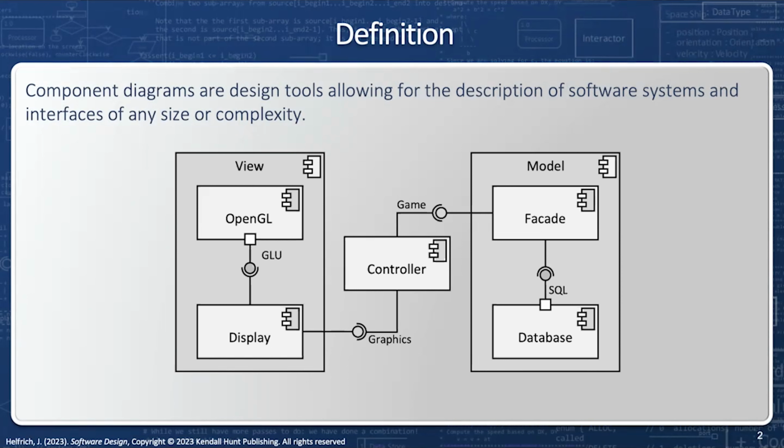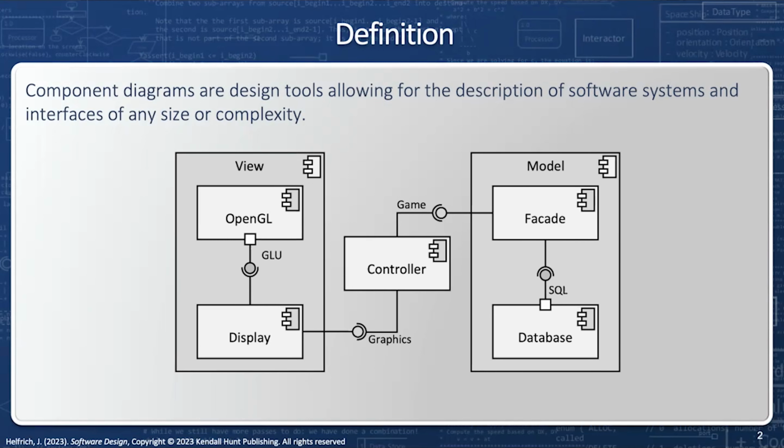and the database. Now, components are connected by assembly connectors, which look like little lollipops, and oftentimes we name the connection like game or graphics or GLU or SQL. Now, there's an extra little detail here. Sometimes the connection between components has a little square, and that's called a port, and that's a well-defined interface.